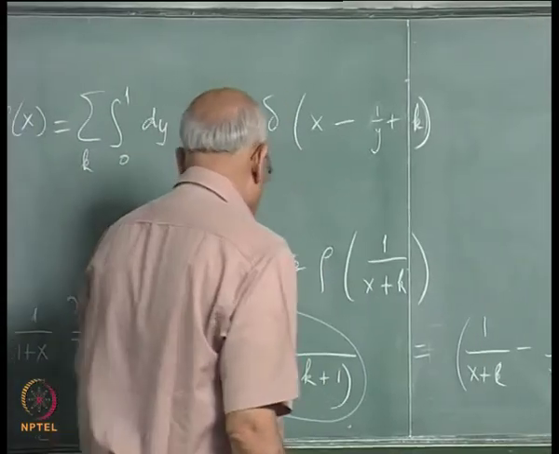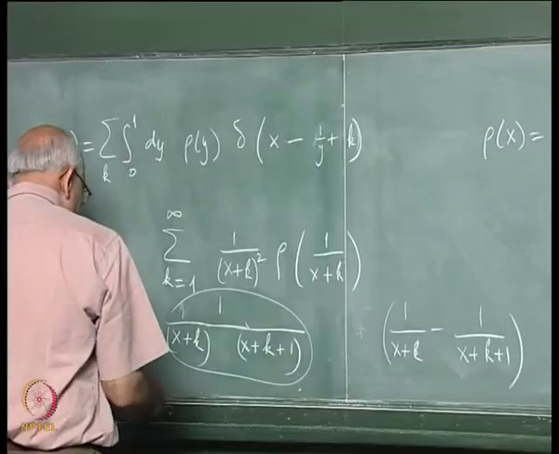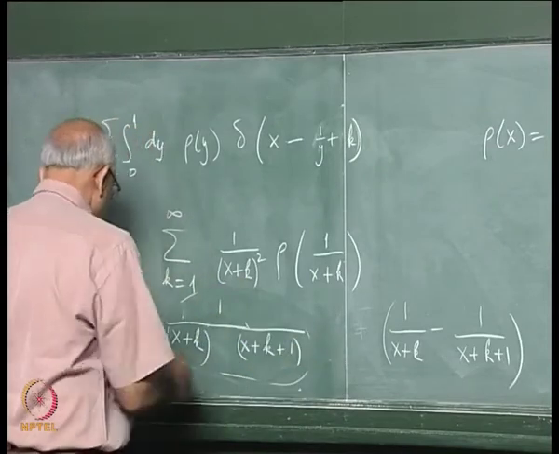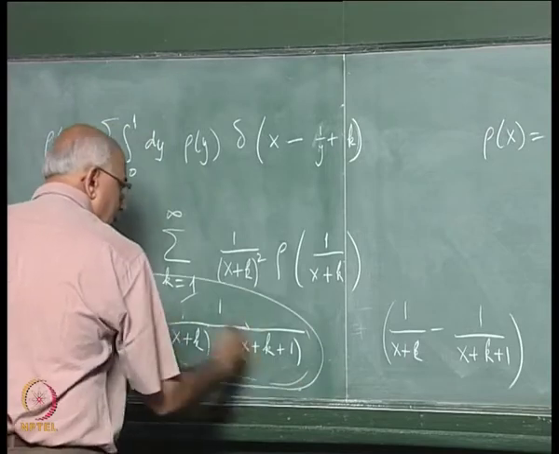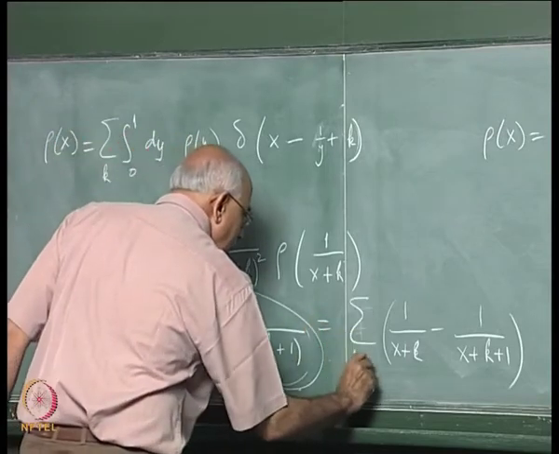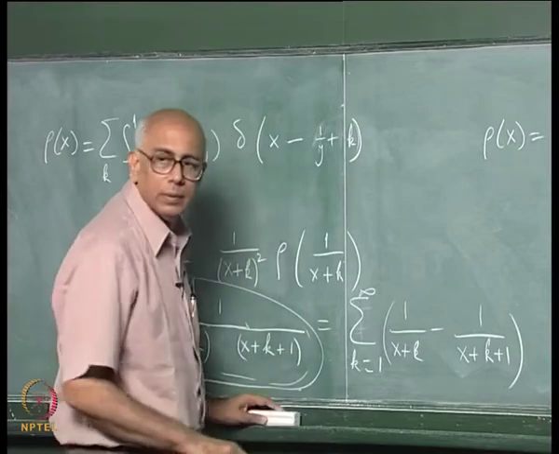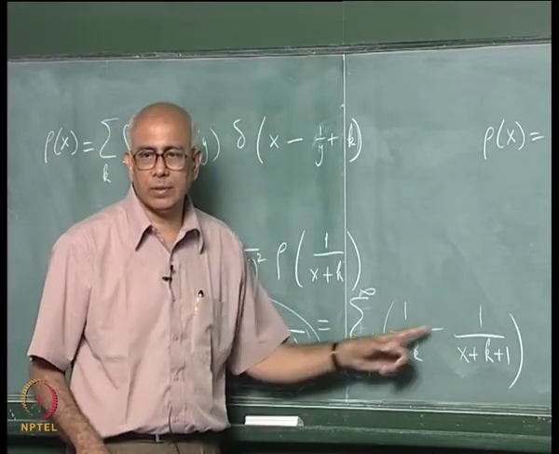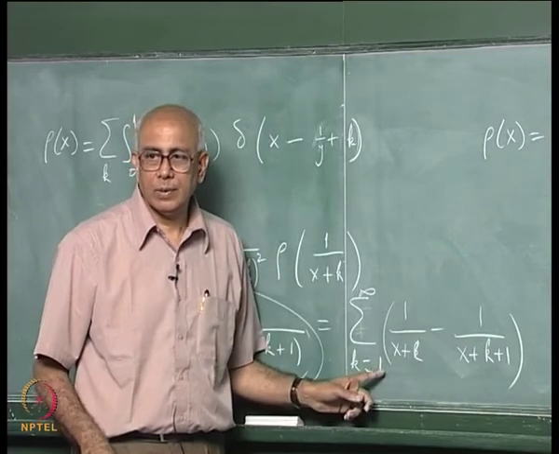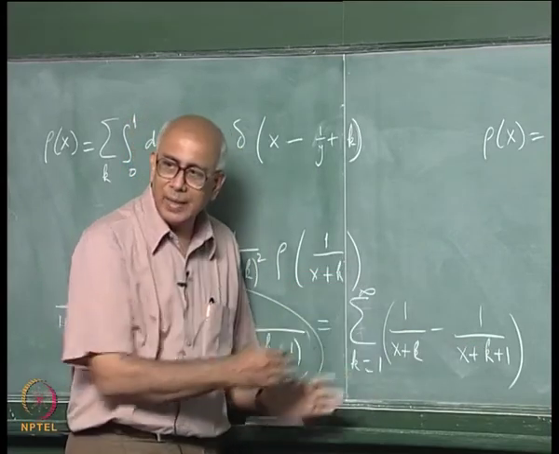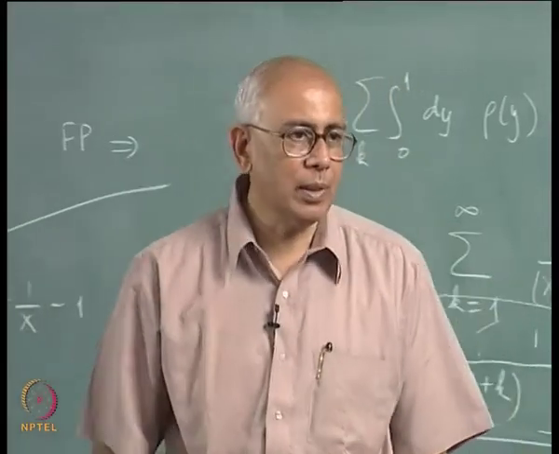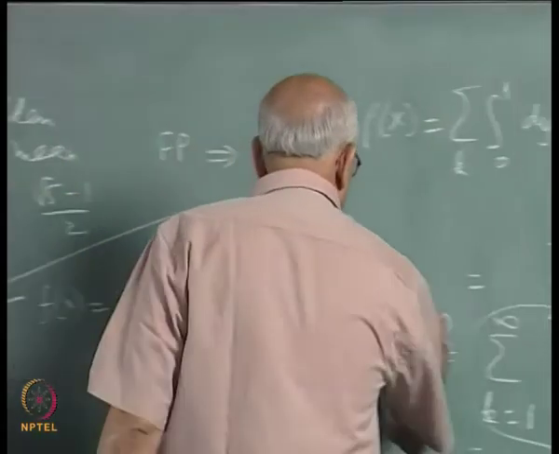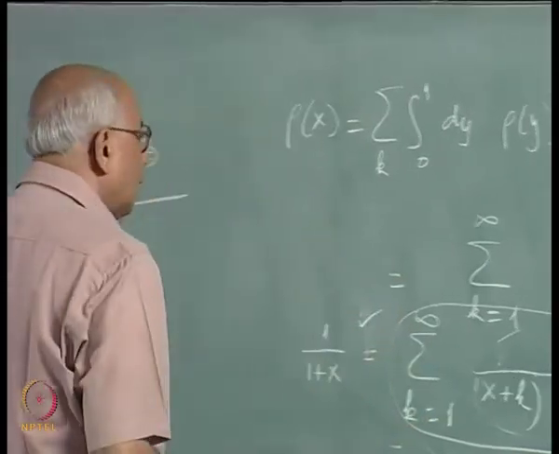Of course please be careful: this sum here is strictly equal to the summation from k equal to 1 to infinity, and I should not write it as a difference of two sums because each of them diverges. As long as I keep the summation outside and the bracket inside the sum, this is completely kosher. And indeed it is true.